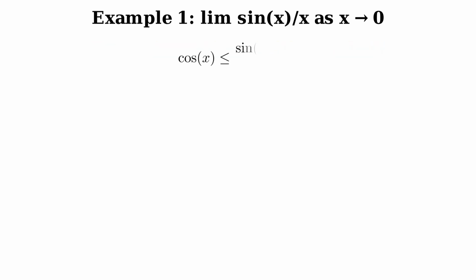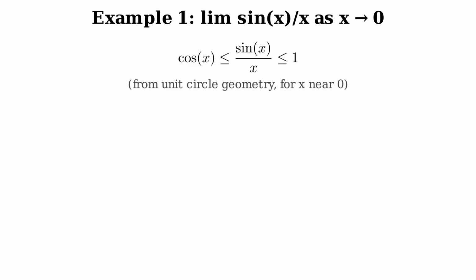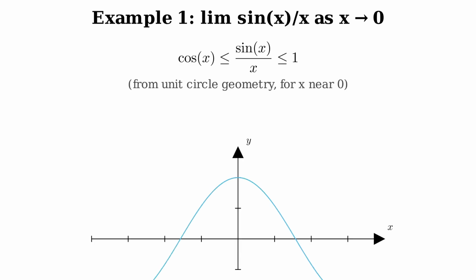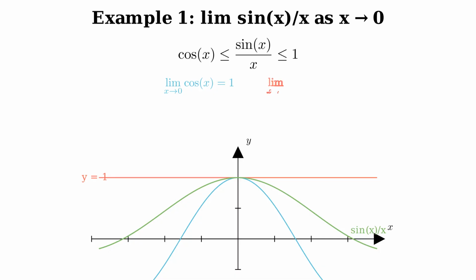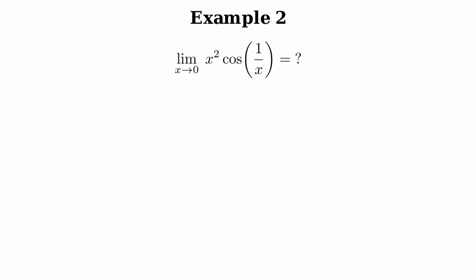The classic example is the limit of sine of x over x as x approaches 0. You can't just plug in 0. But using geometry of the unit circle, you can show that cosine of x is less than or equal to sine of x over x, which is less than or equal to 1. As x approaches 0, cosine of x approaches 1, and the upper bound is already 1. Squeezed between two values that both approach 1, sine of x over x must also approach 1.